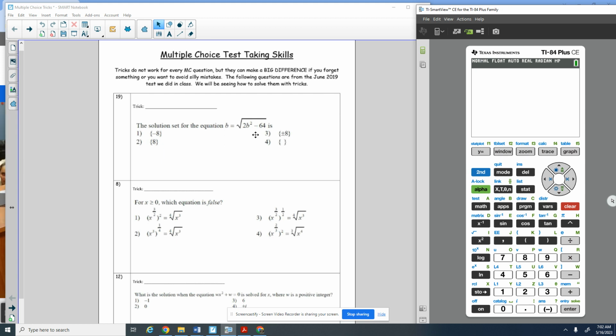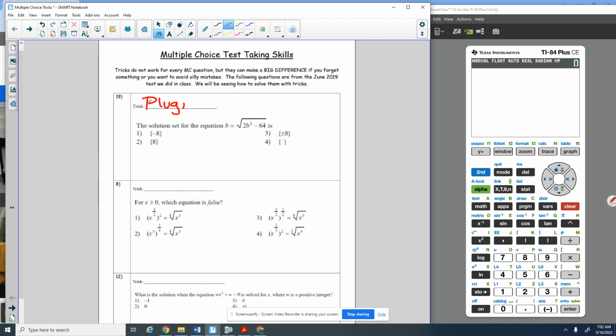So to plug in answer choices, and we're going to write that as the trick, I'm just going to call it plug in answers. This is a basic trick I think maybe a lot of you know about already. Some of you already probably use it on your own.